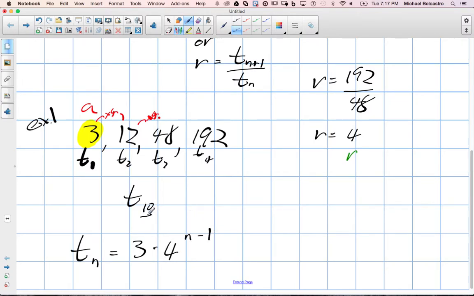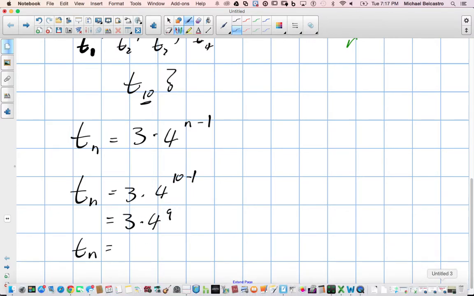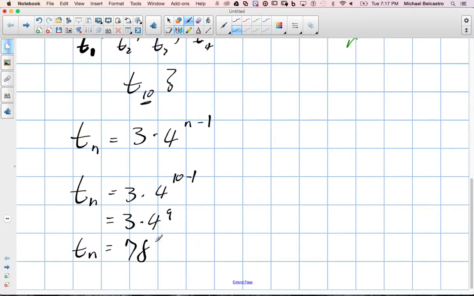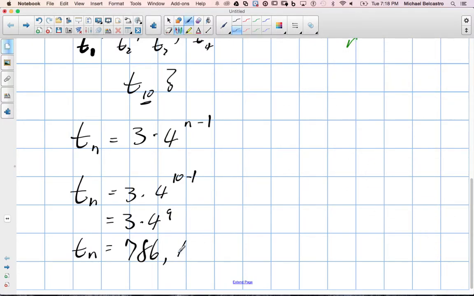The n here is 10. That's what they're looking for, they want our nth term. So our term value is equal to 3 times 4 to the power of 10 minus 1, which is 4 to the power of 9. So 3 times 4 to the power of 9, which will give us a term value of 786,432. Great, so we've used it.